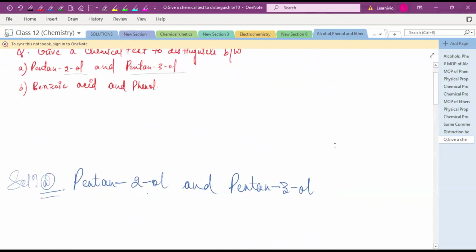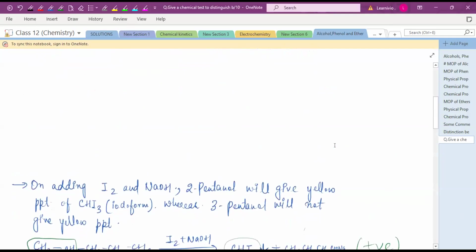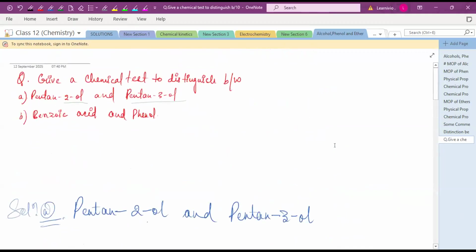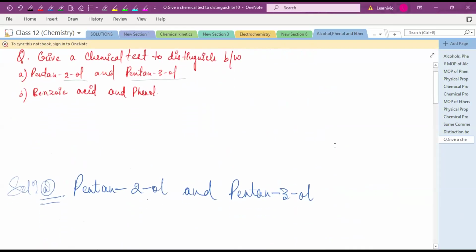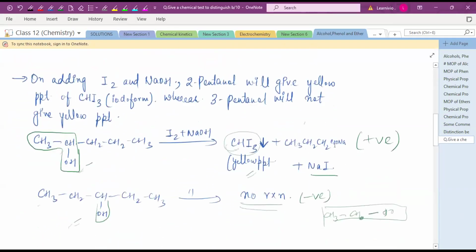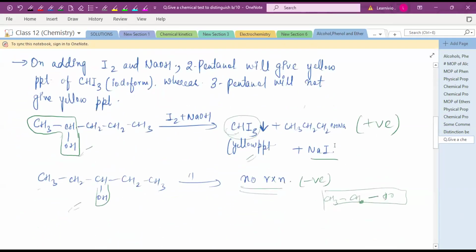Second question was benzoic acid and phenol. So there's one more reaction. Yes, Ali, do you have any doubt? Ma'am, in pentan-2-ol and pentan-3-ol, we can distinguish with Lucas test also, right? Yes, Lucas test. Yes, you can do the Lucas test also. Why can you do the Lucas? See, both are secondary alcohol. So how will you distinguish between these two, Ali?